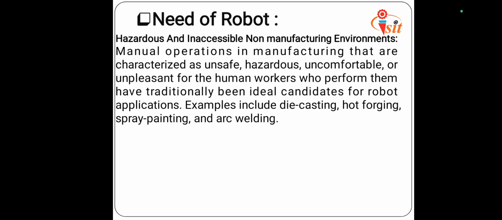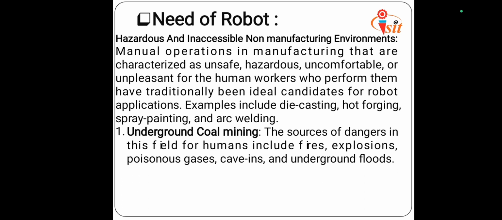Die casting, hot forging, spray painting, arc welding, these are the examples where we can use a robot nowadays. Especially in automobile industries, we are using robots for arc welding, spot welding, spray painting. Especially in the case of spray painting, the paint is converted into very fine particles, and if we inhale that paint, it may cause problems with the lungs. That's why we must use robots.